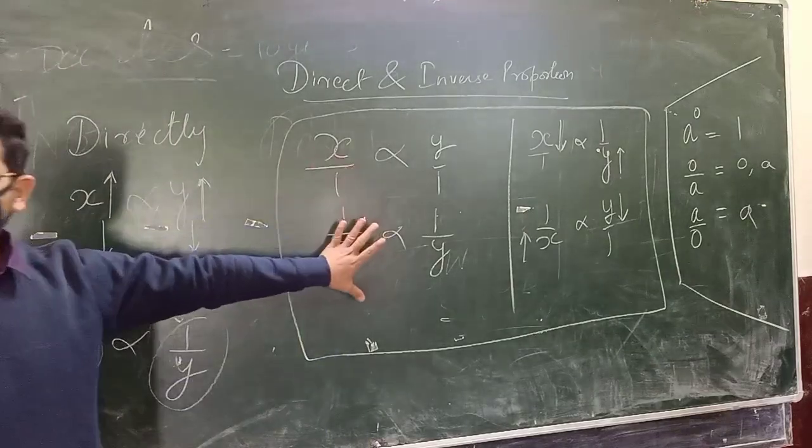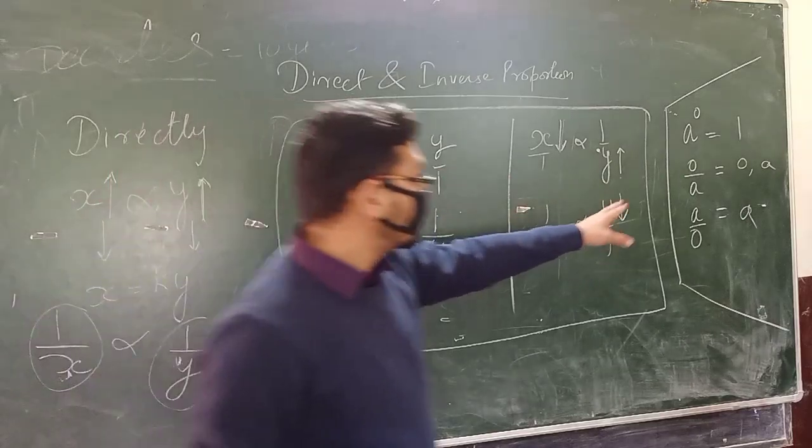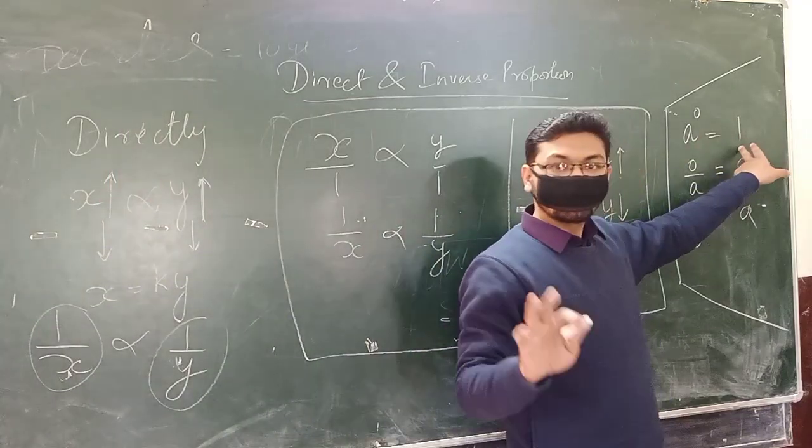First you have to note this down. Have you noted this down? Then only go for that. a to the power 0 is 1. Any other answer?